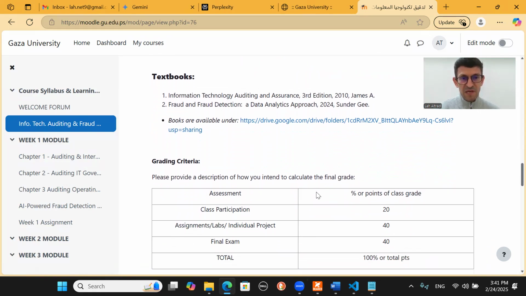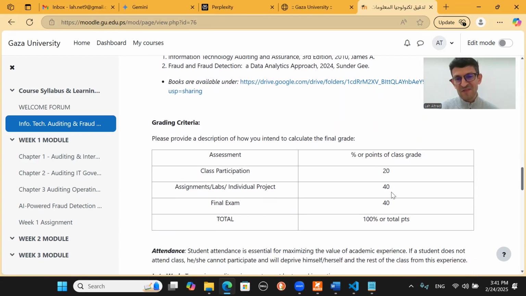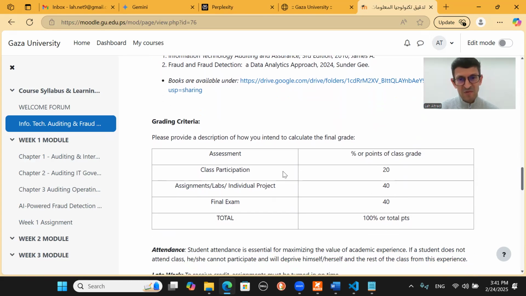All right, so the grading system of this course, as you can see from this table, is that we have 20% for class participation. Then we have 40% for assignments, labs, and individual projects. We could have different things. This could also be changed later on. So we may focus on assignments more than labs and individual projects.